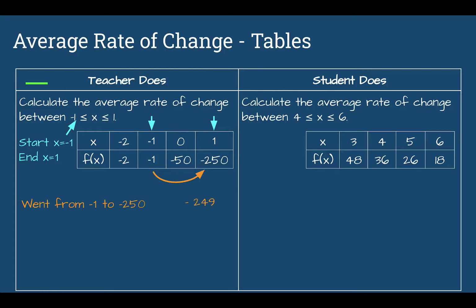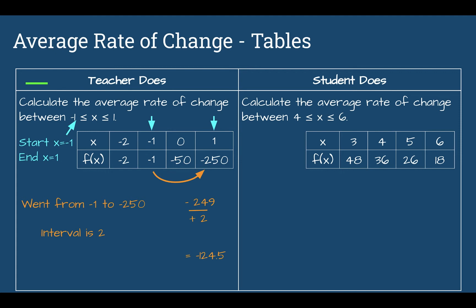So it went down 249. So I'm going to put minus 249. And then how many units did it take to get there? Here our interval is 2. 1 minus -1 is 2. So our interval was 2. Our average rate of change then, -249 divided by 2 is -124.5.